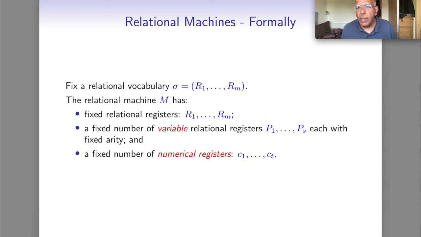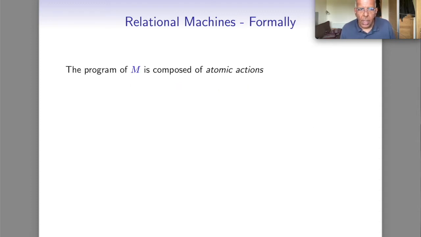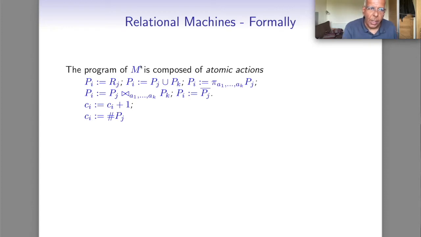And we have a collection of numerical registers, C1 through Ct, each one of which is capable of holding a number. So if you're familiar with register machines as a universal model of computation, these are really register machines with additionally a relational store. The program of such a machine will consist of certain atomic actions put together with the control constructs. The atomic actions are the following. You can assign to a variable register one of the inputs, so you can just copy the input into a variable register.